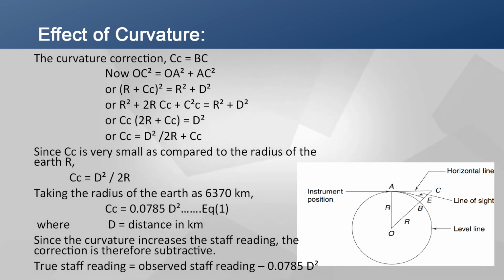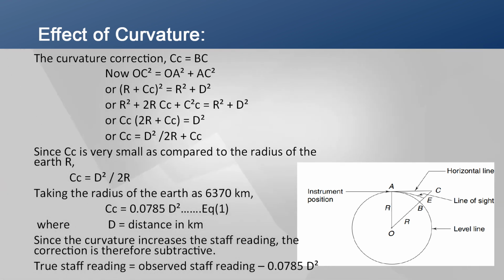CC will be equal to D square divided by (2R plus CC). Since CC is very small as compared to the radius of the Earth, we can neglect CC in the denominator. So, the equation will be: CC, that is curvature correction, will be D square upon 2R. Now, taking the radius of Earth as 6370 kilometers, we can calculate CC as 0.0785 D square, where D is the distance in kilometers.